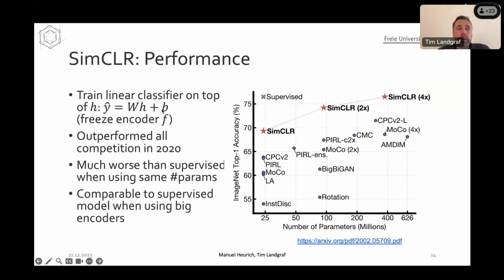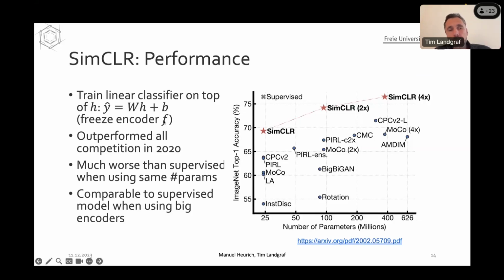So the cool thing about SimCLR is that it's really good. It creates representations that are really powerful compared to a supervised model. What we usually do in a self-supervised setting is we train a linear classifier on top of H, like this. So some weight matrix that projects H into the number of classes that we have. So let's think of ImageNet, 1,000 classes output with a bias term, and that's our prediction. And we train these parameters, but freezing F.